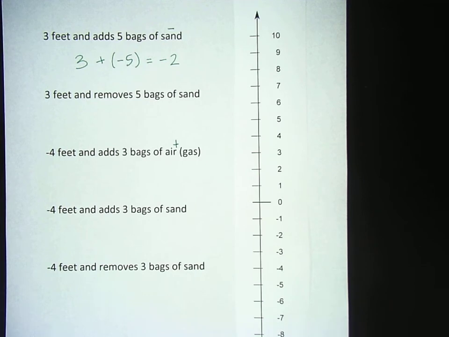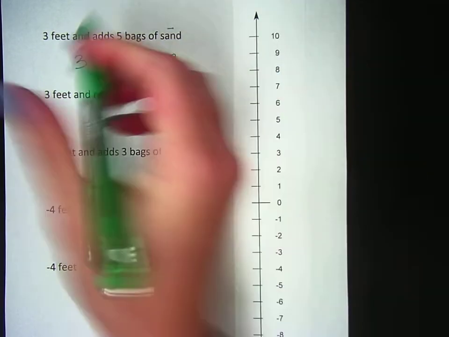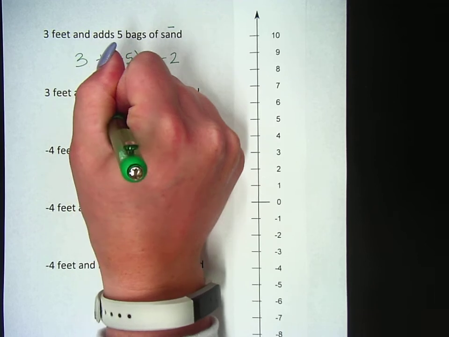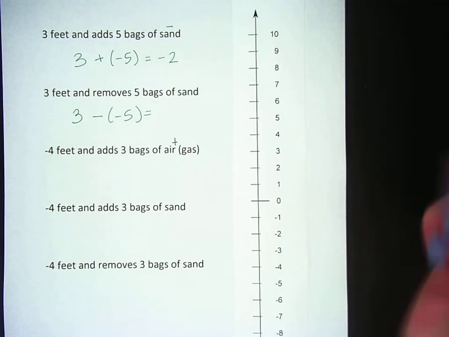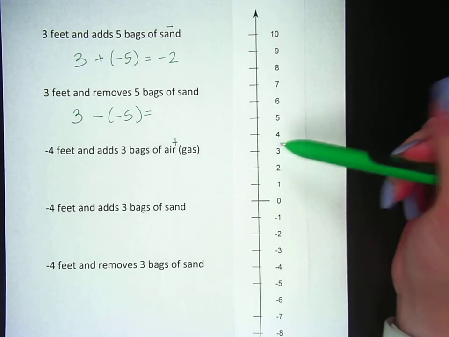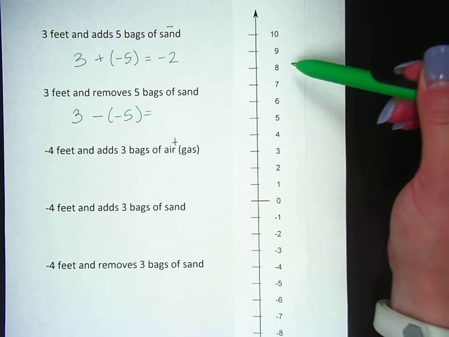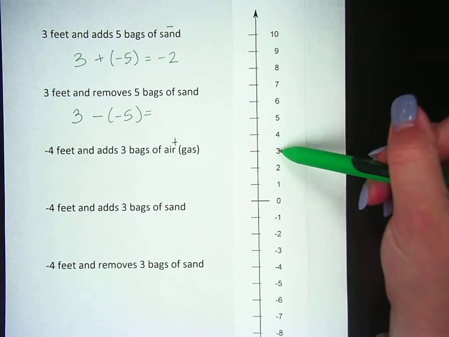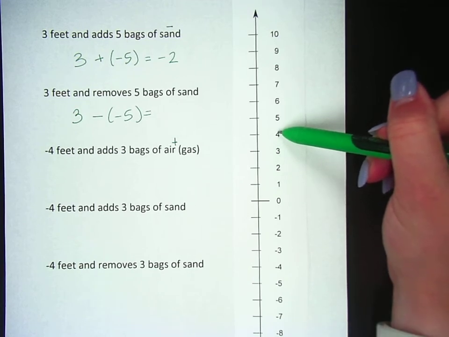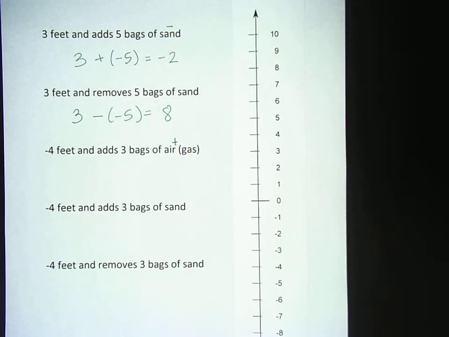So then, if I was at 3 feet, but I removed that sand, that would move him up. So we write that problem as 3 minus a -5. He was hovering at 3 feet above the ground. He was about to crash. So he removed that sand, and it made him rise a lot quicker than putting in hot air. Okay, so if I was at 3, when I take away a negative, it goes in the opposite direction of what it should, and I would count up 1, 2, 3, 4, 5. And I would be at 8.